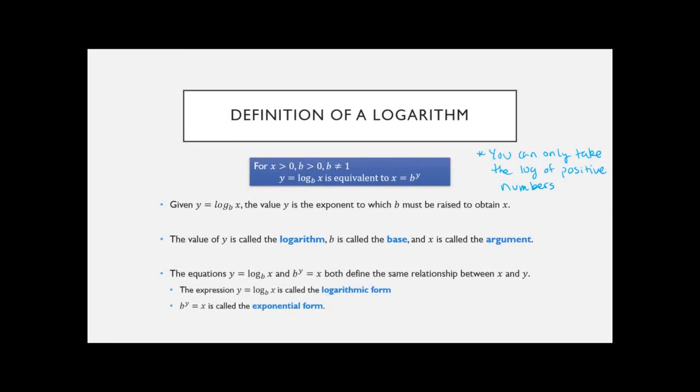So this answer is called the logarithm. That's what we've defined it as. b is called the base, and x is also called the argument. And so these are equivalent equations: y equals log base b of x and b to the y equals x are the same.